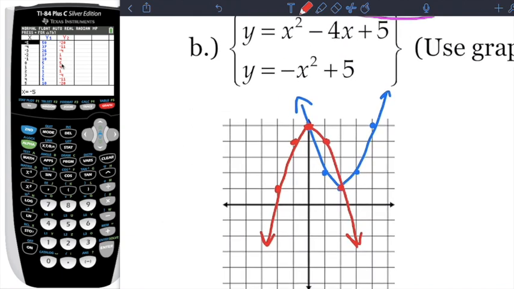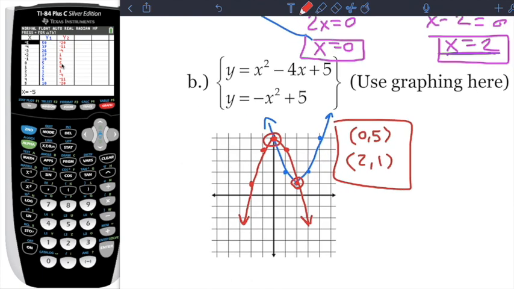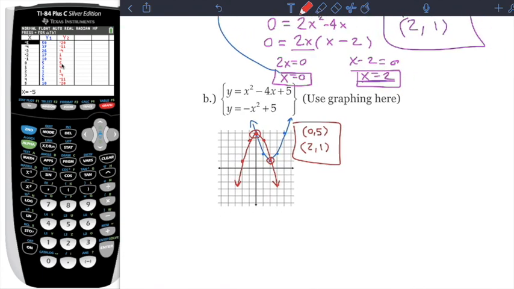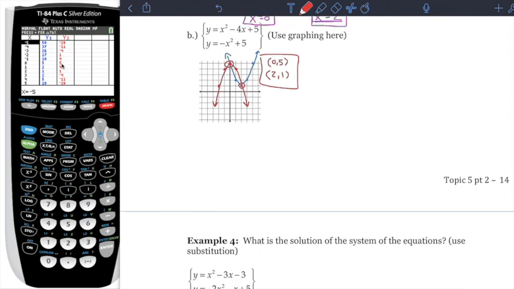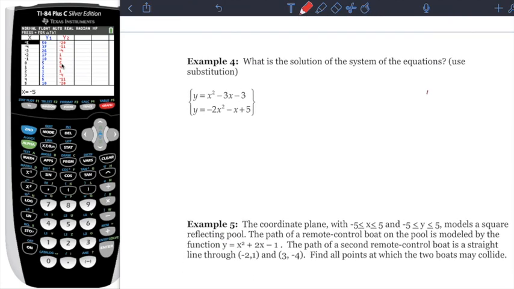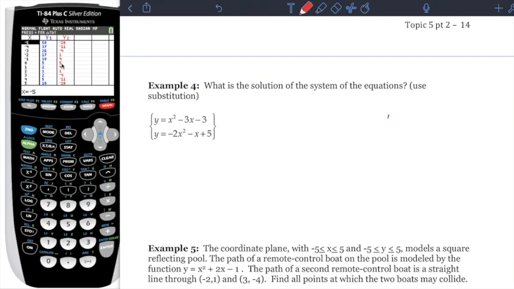And then those would be your two solutions right there. You just circle those and then say, okay, and these cross at 0, 5, and they also crossed at 2 comma 1. Those are your two solutions. So you can do it both ways there, and I believe the way that the tests are worded, usually it'll say, solve using substitution or solve using graphing. So we got a couple more here, and then a word problem down there at the bottom here.